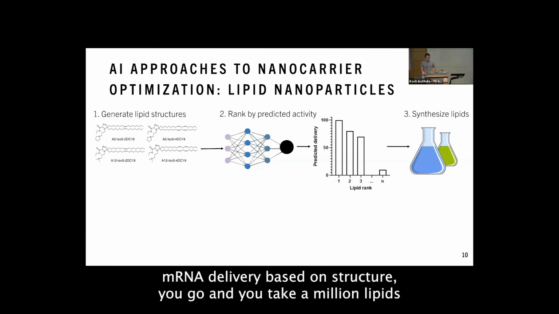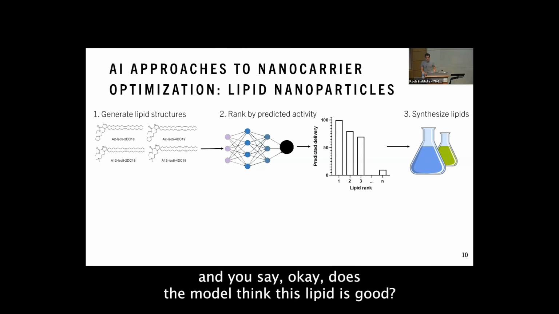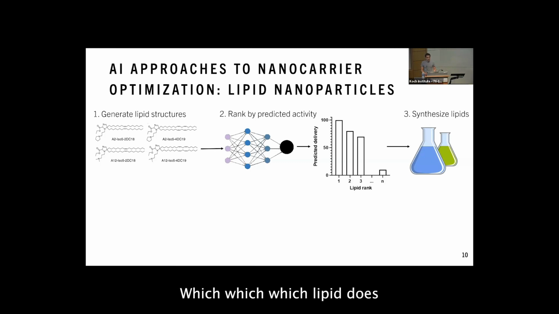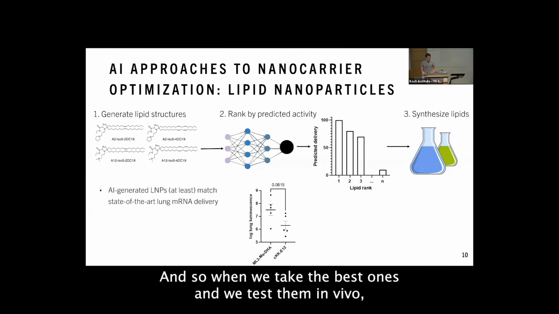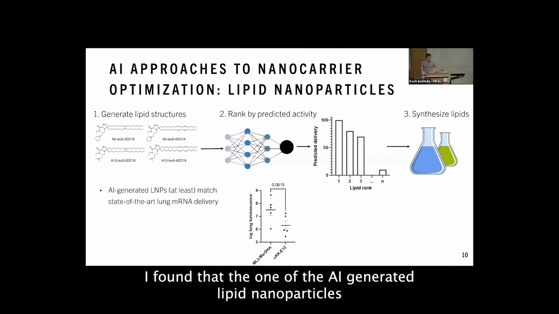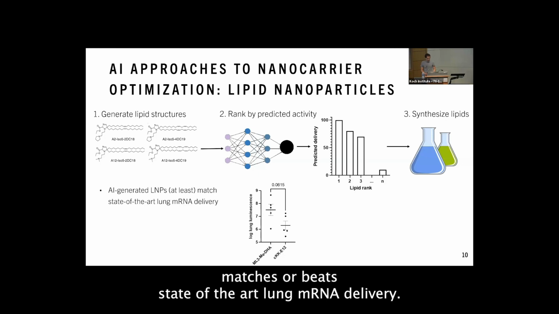And once you have that deep learning model that predicts activity, that predicts mRNA delivery based on structure, you go and you take 1 million lipids and you say, okay, does the model think this lipid is good? Which lipid does the model think is the absolute best at mRNA delivery? And so when we take the best ones and we test them in vivo, I found that one of the AI-generated lipid nanoparticles matches or beats state-of-the-art long mRNA delivery.